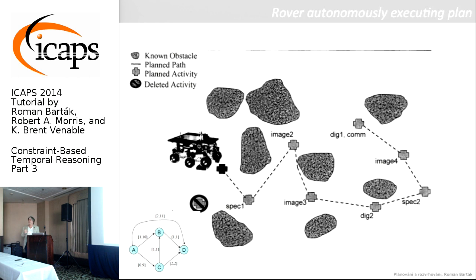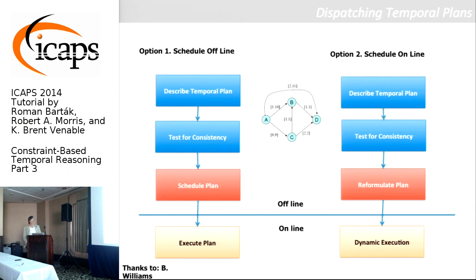Okay. Now, there's really two ways of going about this. There's basically two options that you have when you're deploying flexible plans. One is scheduling offline, and the other is scheduling online. Now, the blue boxes represent stages in the development of the plan that we've already covered in the tutorial. Namely, describing the temporal plan, which is just identifying the set of constraints that are involved, and testing for consistency. We all know how to do that now.